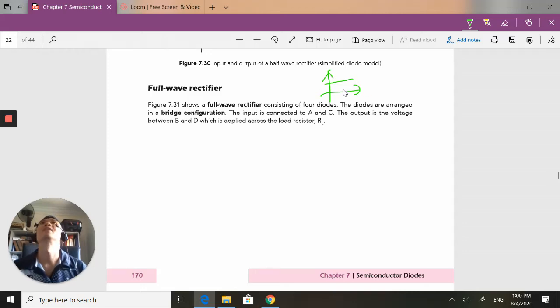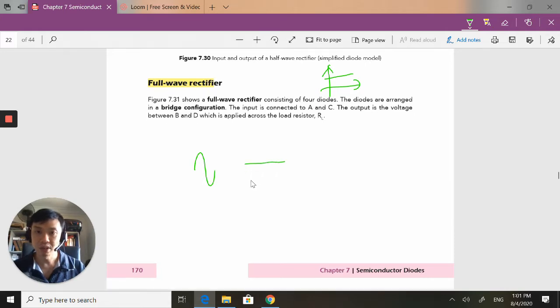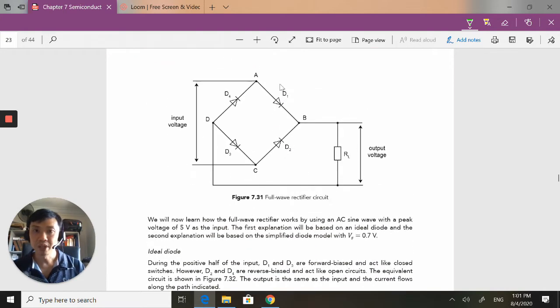That's our promised land over here. So let's take a look at the next model that we can use, which is called a full wave rectifier. How does a full wave rectifier work? Remember, I want to convert my AC into a DC signal. That's the goal here.